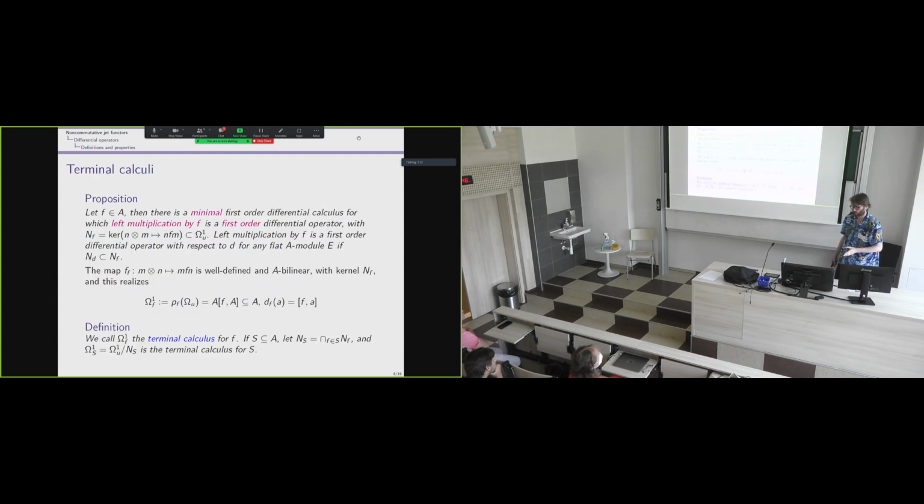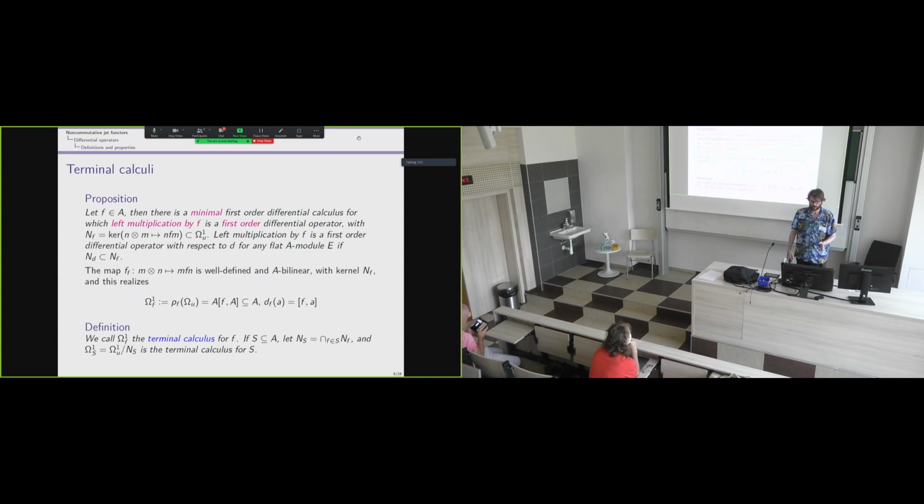So we have a construction which we call terminal calculi, and we invented this because of this phenomenon, basically. So we would like, for some algebra elements, to find for which calculi the left multiplication by these elements are differential operators of order at most 1. Of course, if your algebra element is central, then it coincides with the right action, and so that would be for any calculus. But in general, it's not so.